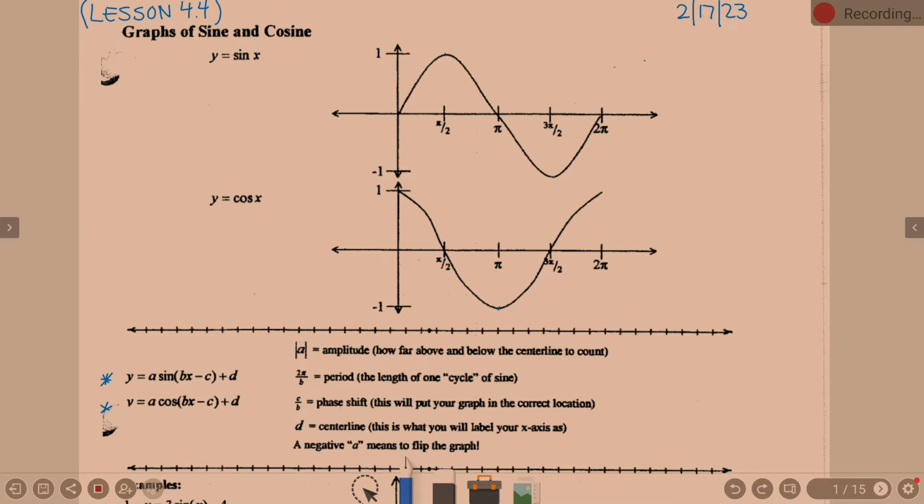2 pi divided by b. So notice b is your coefficient of x.